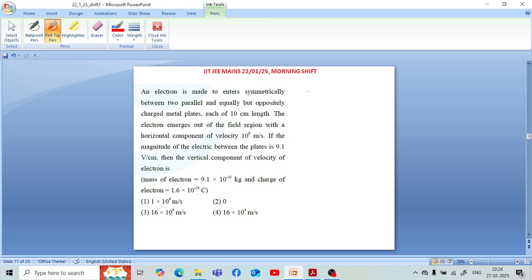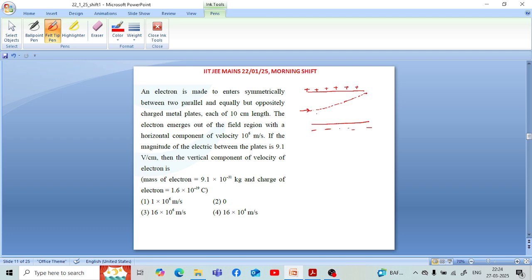Now in this particular problem there are two plates. For example, these are the two plates, and let us assume that the upper plate is a positive plate and the lower one is the negative plate. Since the electron is a negatively charged particle, when it enters this region, it will try to move towards the positive plate, and in this process it moves in a curved path, and it exits after leaving the plate region. Now we have to find out the vertical component of velocity when it is emerging out of the plates.